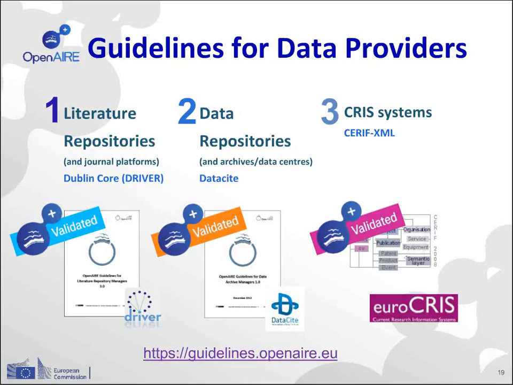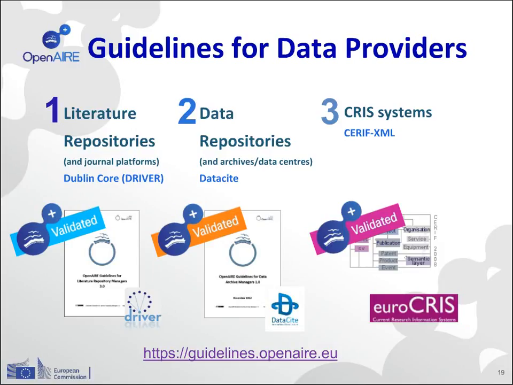Because we collect from different types of data providers, we have at the moment 3 different guidelines. The most important ones are for institutional and thematic repositories and journal platforms, where we currently rely on Dublin Core using OAI-PMH. And these guidelines have their roots in the DRIVER project, where the DRIVER version 2 guidelines were published in 2008 and have been established, especially in the research repository community, but also, for instance, in OJS platforms over the years.